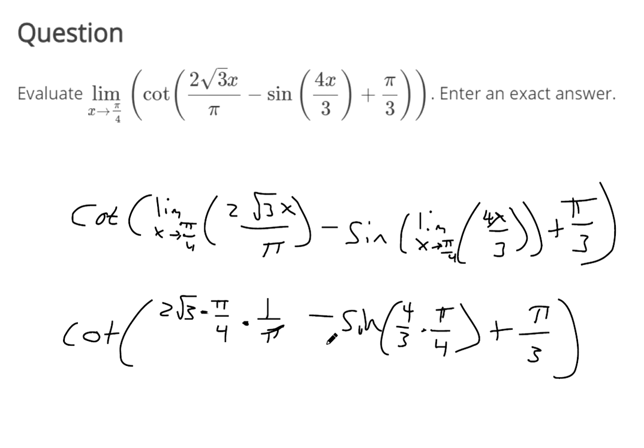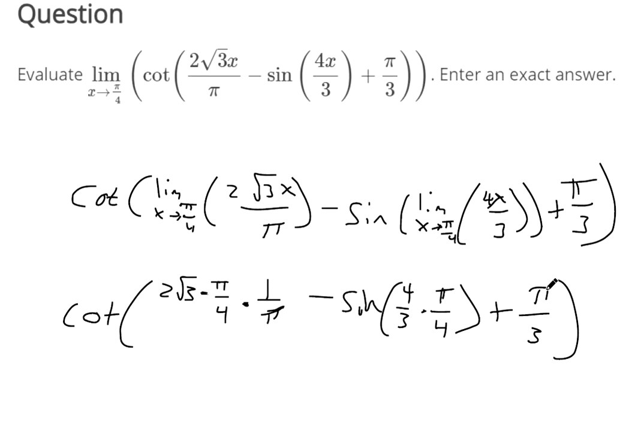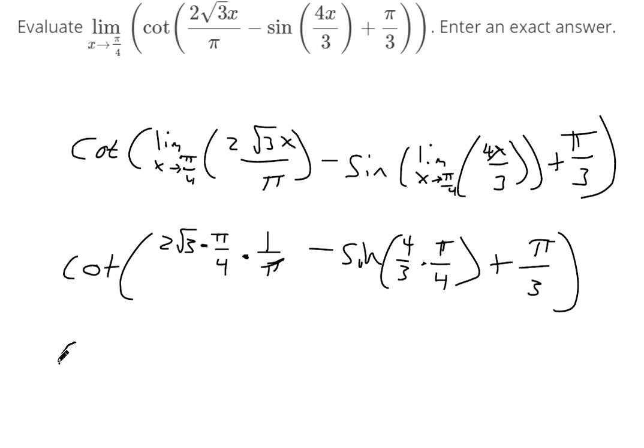Oh no, I don't have this right. This is, yeah, no, I do. Okay. This is cotangent of all of this. Tough with all those parentheses. So we've got to simplify some. The pi's cancel out. The 2 and the 4 can simplify. So this is square root of 3 over 2 minus. Now the 4's cancel out.